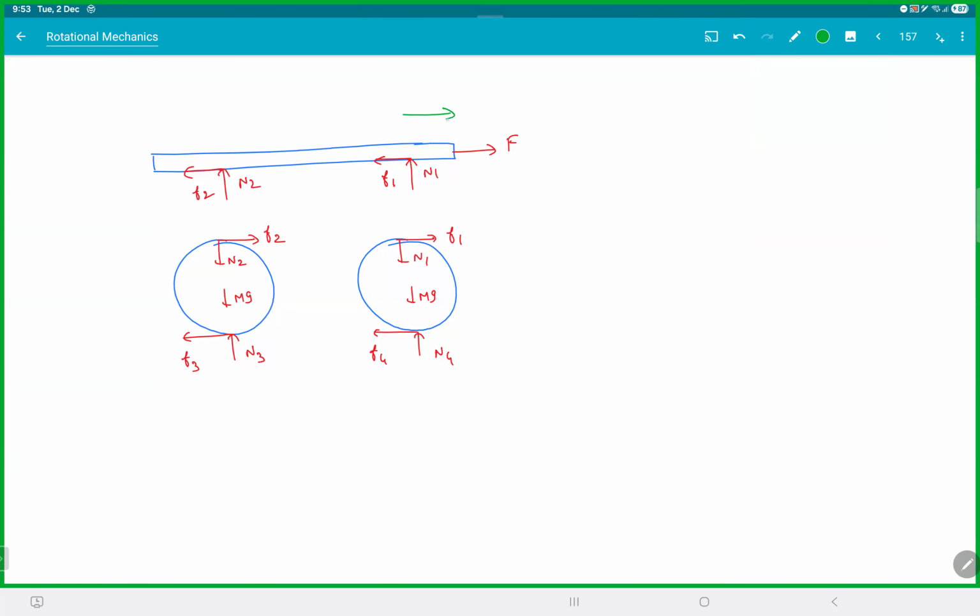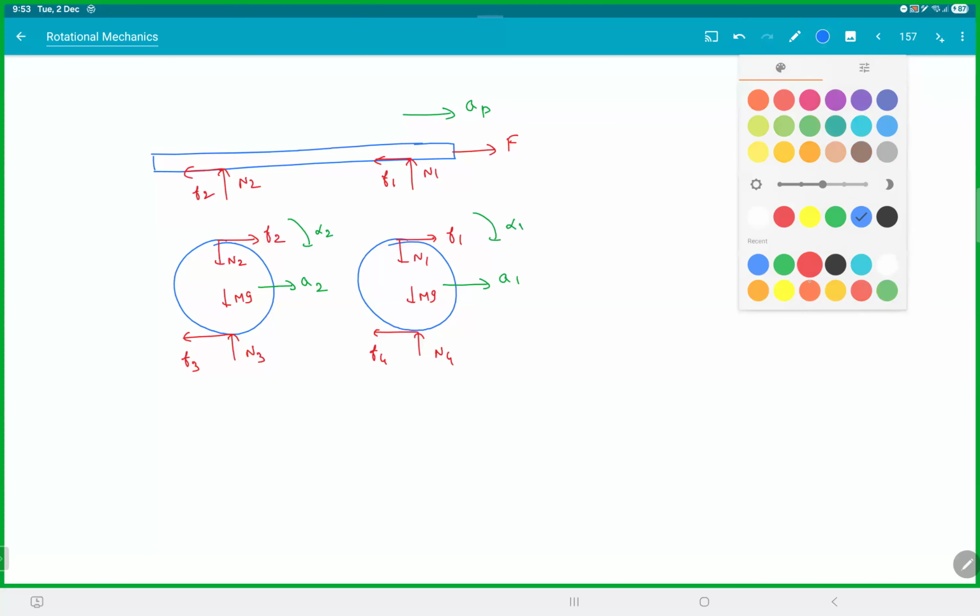Now let the acceleration of the plank be AP. Let this one go with a1. Let this one go with a2. Let this one go with alpha 1. Let this one go with alpha 2. There's no guarantee both the cylinders will go with the same acceleration. This becomes lengthy, so let's see what happens to the equations.